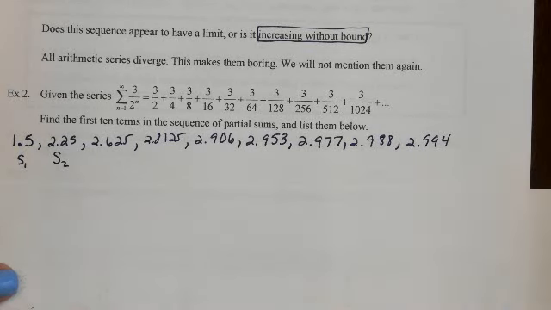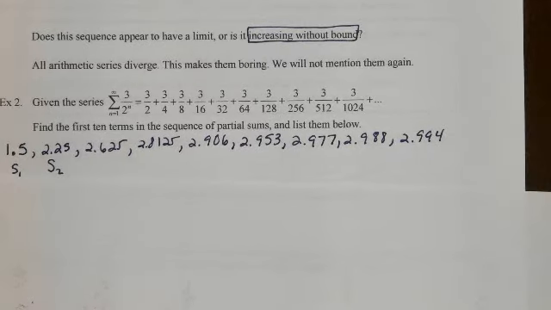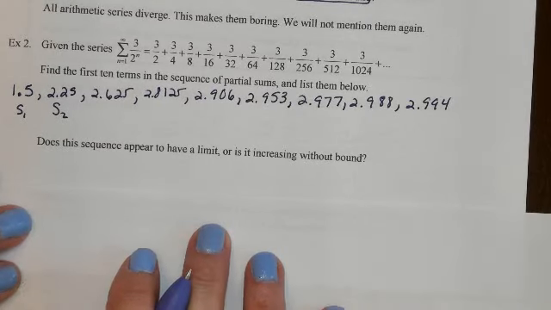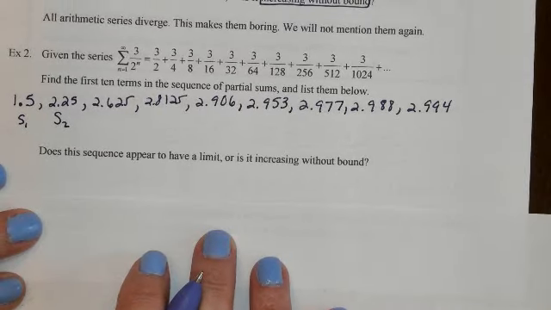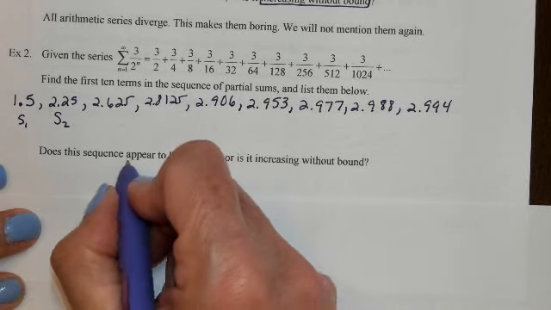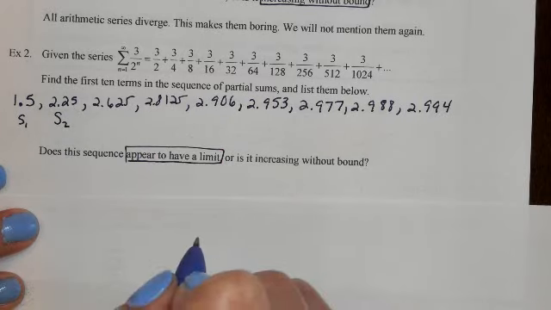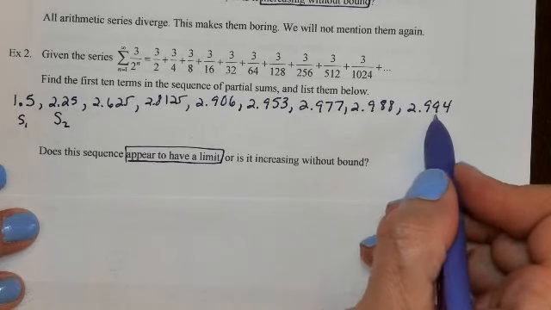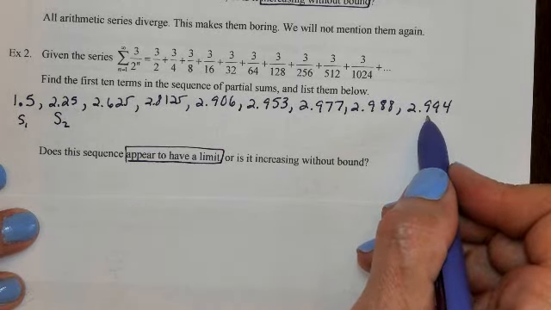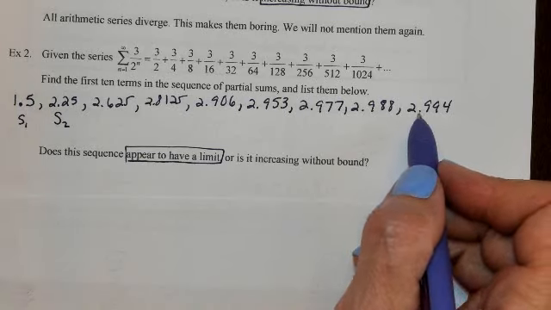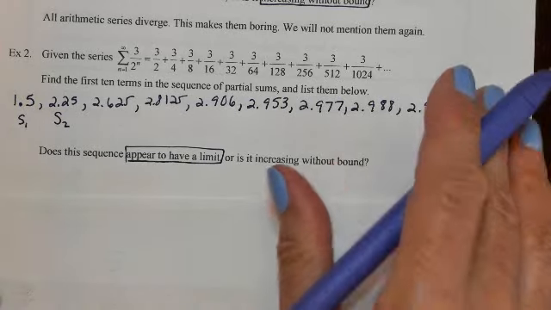So, same questions that I asked you above. Does this sequence appear to have a limit, or is it increasing without bound? Well, it does appear to have a limit, doesn't it? It appears to have a limit. It looks like it's getting closer and closer to 3, right? So it appears that way.